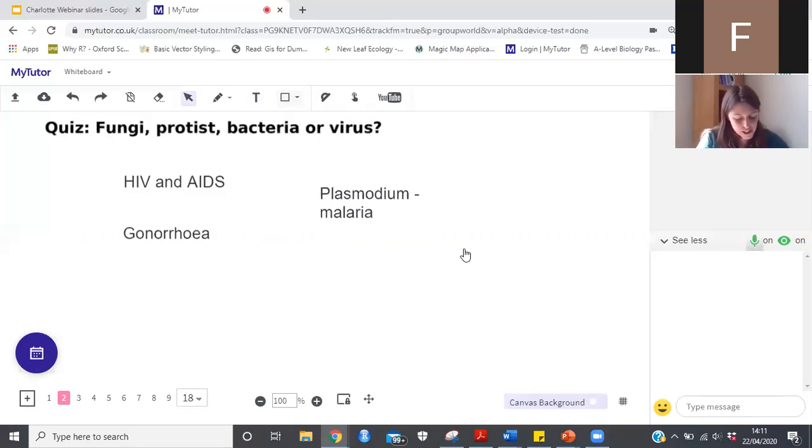So protists are a funny group of organisms that don't really fall into any category. They have some fungal qualities, some bacterial, and some viral properties. They are eukaryotes, so they have a nucleus, unlike bacteria, which are all prokaryotes. And Plasmodium is an example of those.